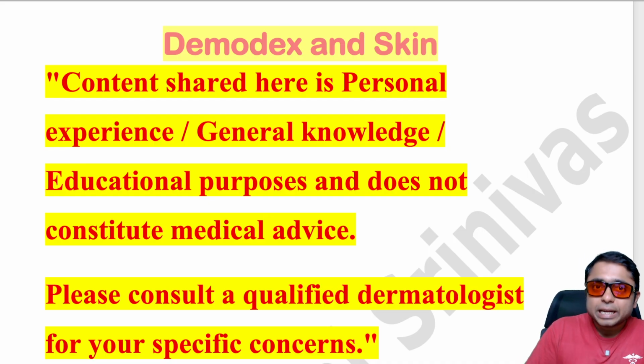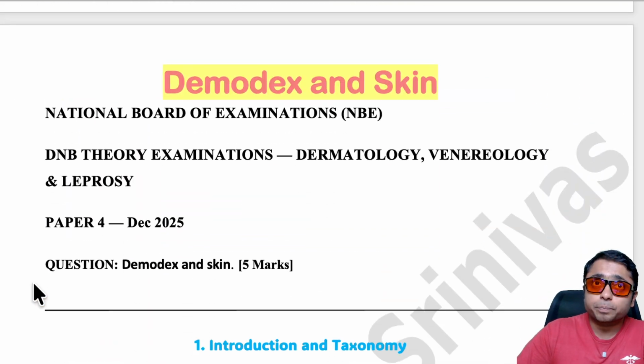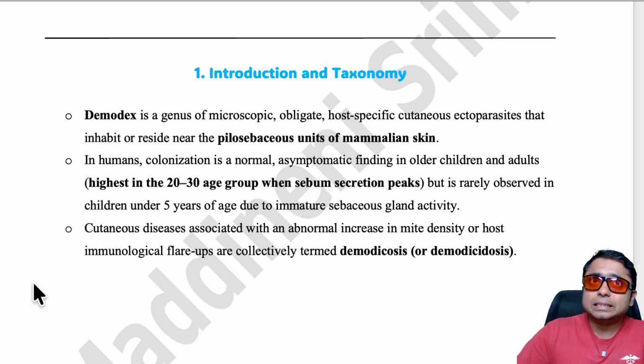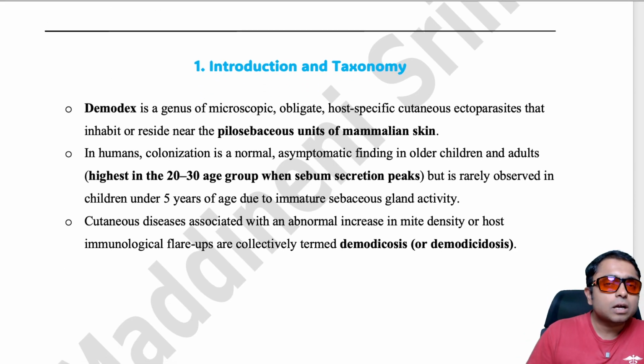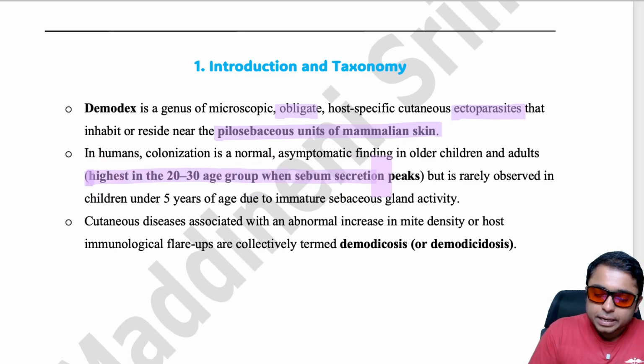So this was a theory question which was asked in the DNB examination December 2025 in paper 4, right? So we are going to see the discussion of the Demodex, which is basically a commensal which lies over the skin. It is going to be present especially in the pilosebaceous unit of the mammalian skin, and it is an obligate ectoparasite. It is present in highest concentration in the 20 to 30 years age group because the sebum production is highest in that age, and it is rarely observed in children under 5 years of age because of the immature sebaceous gland activity in children.